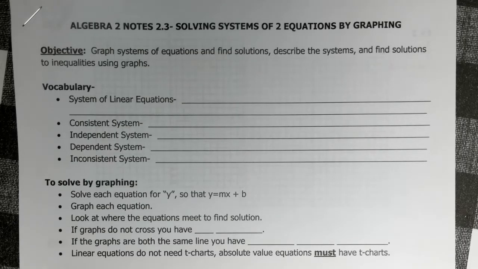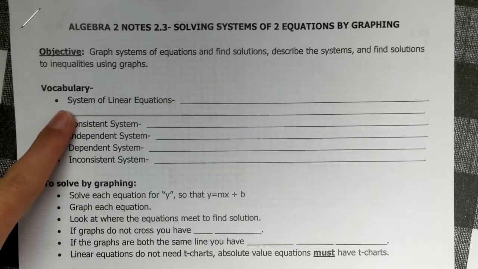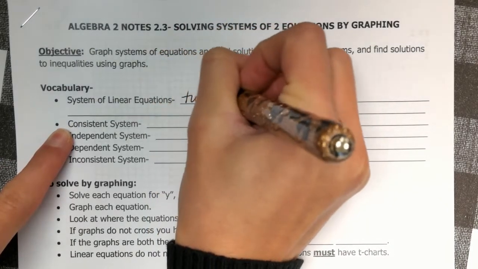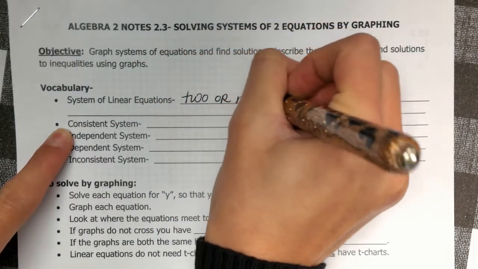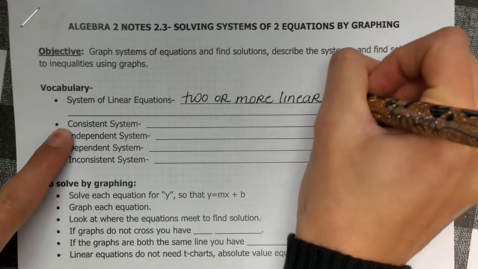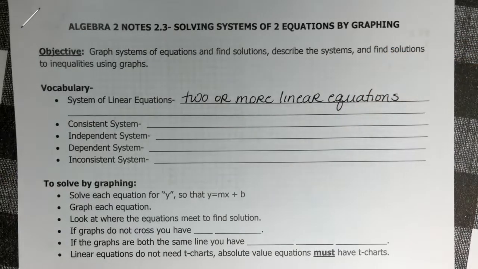So, today for your 2.3, you should know what a system of linear equations is. That is just two or more linear equations. Okay, so a system could consist of a set of two, it could consist of 3, 4, 5, however many equations. When it's more than one, it's considered a system.